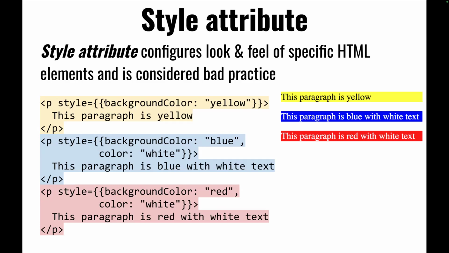Make sense? It could have been a function. Once I escape the HTML with this curly bracket in here, I can put any valid JavaScript syntax. I can call a function, I can instantiate something, as long as the style here expects to have as its value a JSON object.